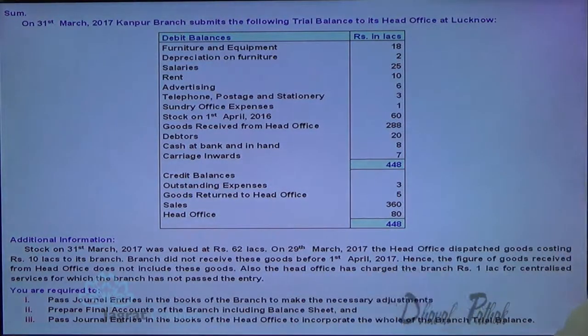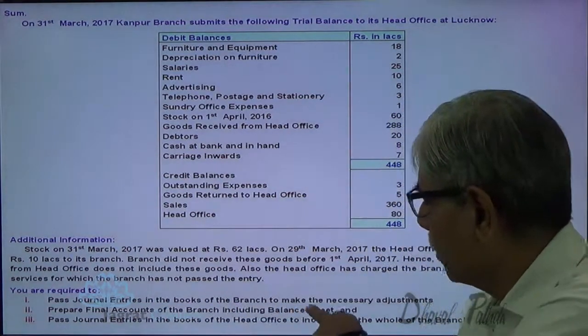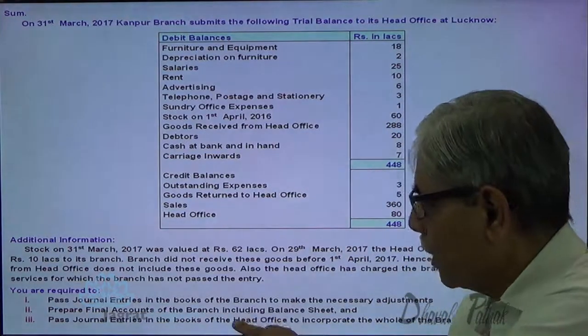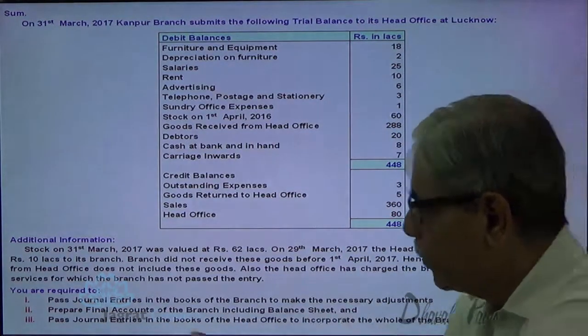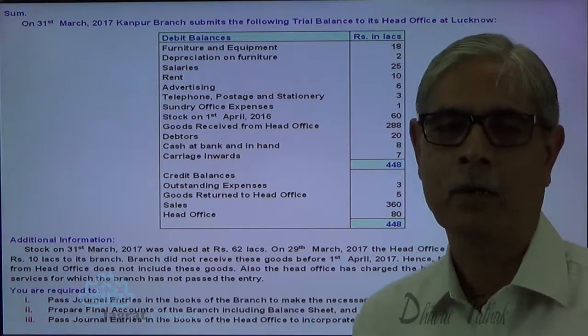Also, head office has charged the branch rupees 1 lakh for centralized services for which the branch has not passed the entry. So, this is an omission that is being made by the branch. So, branch also will record and HO will also record. You are required to pass the journal entries in the books of branch to make the necessary adjustment. Prepare final accounts of the branch including the balance sheet and pass journal entries in the books of head office for incorporation of the whole of the branch trial balance. So, incorporation entries are also required to be recorded.